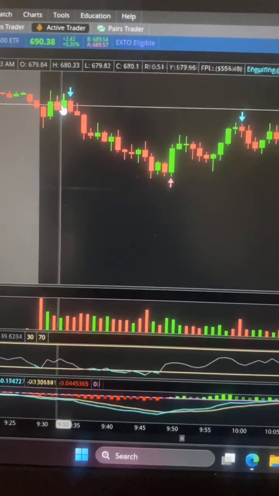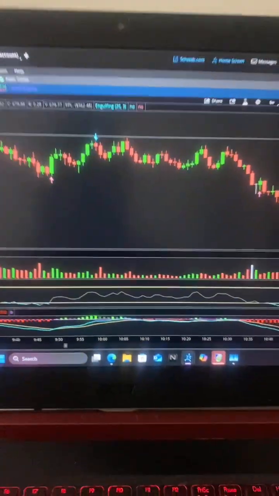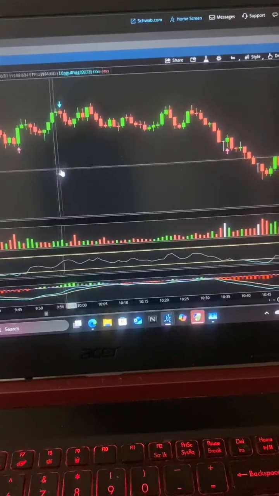1, 2, 3, 4, 5. Red candlestick to the downside. See that line? That'd be your entry. Look at all that. Look at all that.